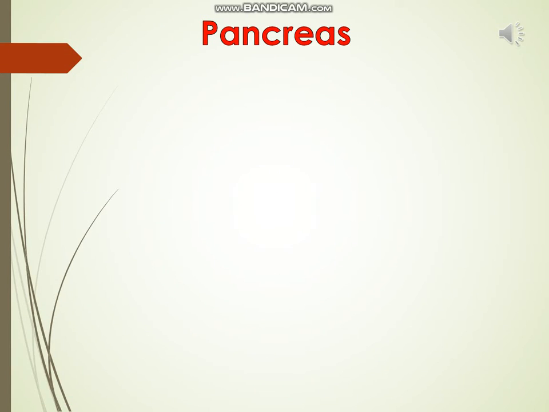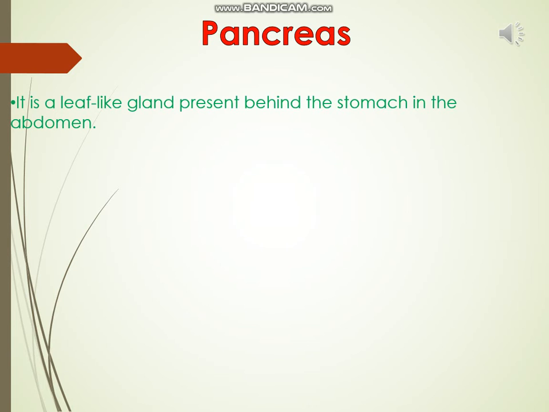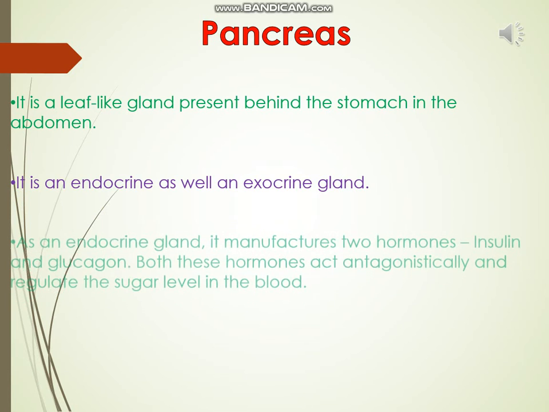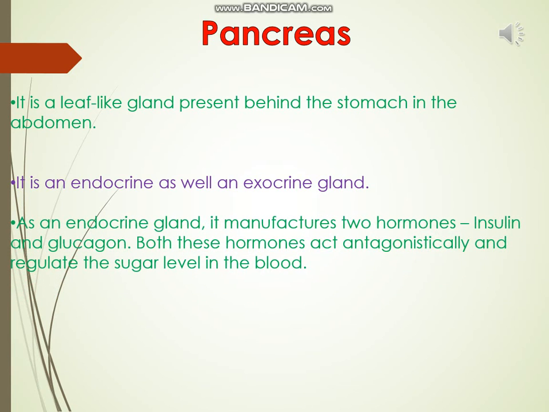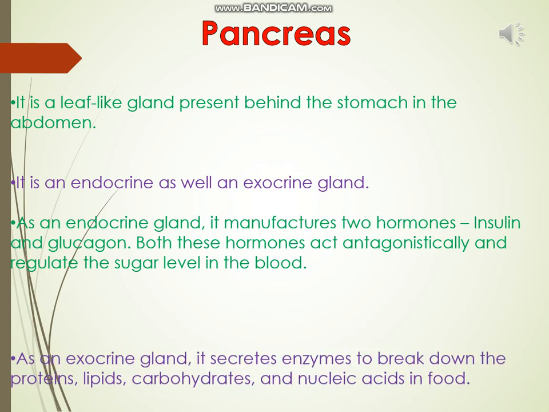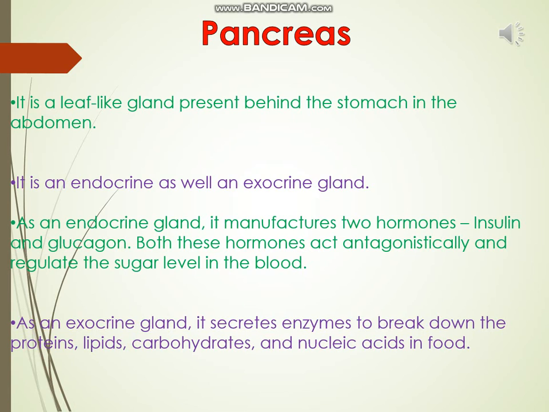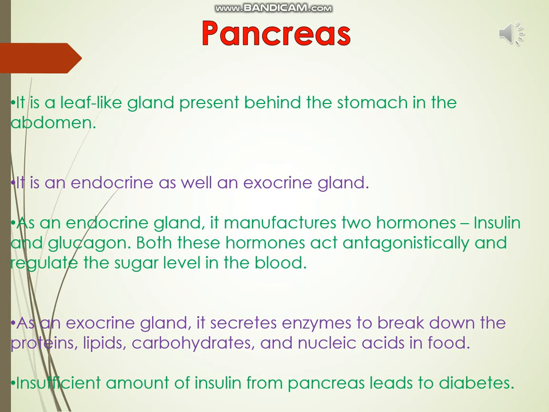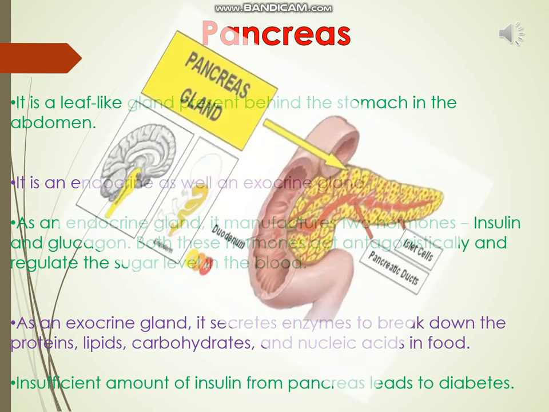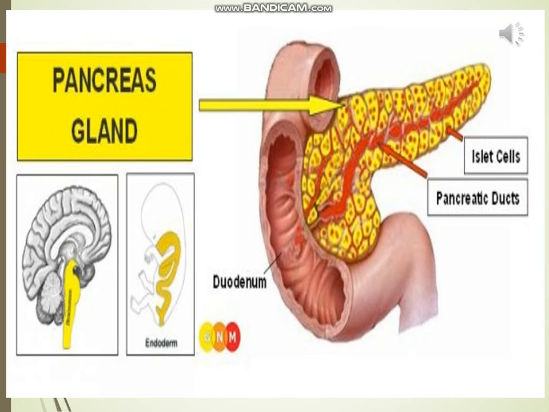Pancreas. It is a leaf-like gland present behind the stomach in the abdomen. It is an endocrine as well as exocrine gland. As an endocrine gland, it manufactures two hormones, insulin and glucagon. Both these hormones act antagonistically and regulate the sugar level in the body. As an exocrine gland, it secretes enzymes to break down the protein, lipids, carbohydrates and nucleic acid in foods. Insufficient amount of insulin from the pancreas leads to diabetes.